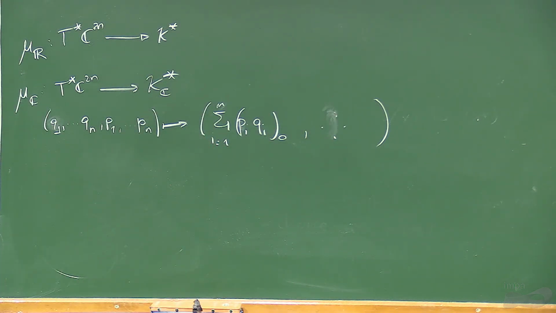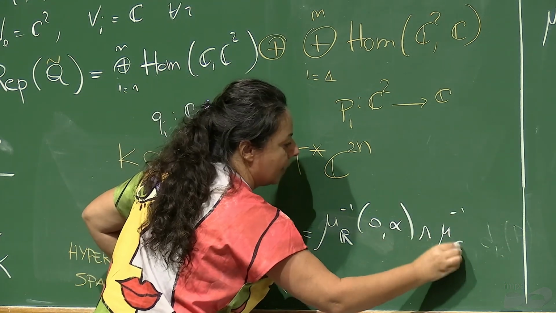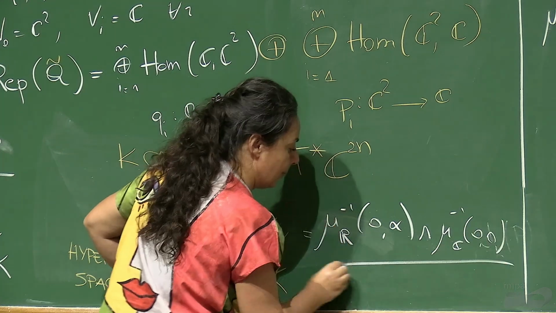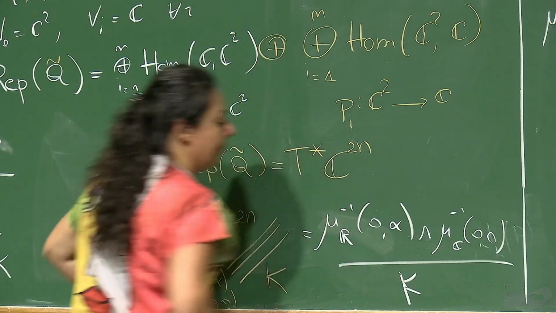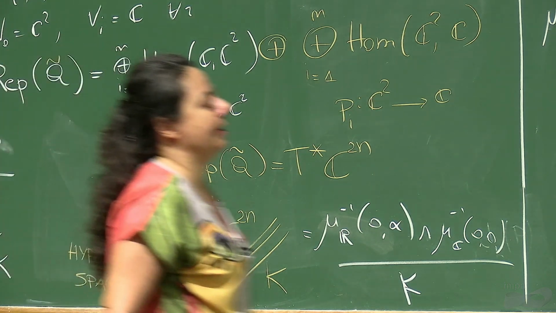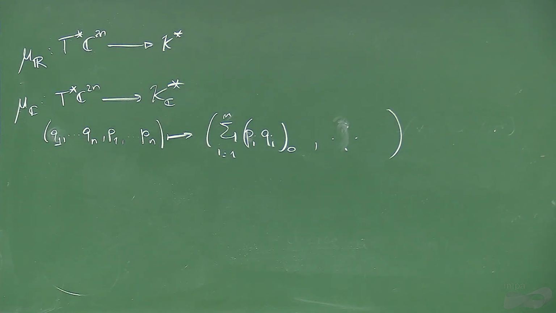And so what we are doing here, topologically, is just taking the zero level set of the first moment map at level alpha, and the quotient by K. And so we are requiring that this condition is 0. It will be helpful in a moment.